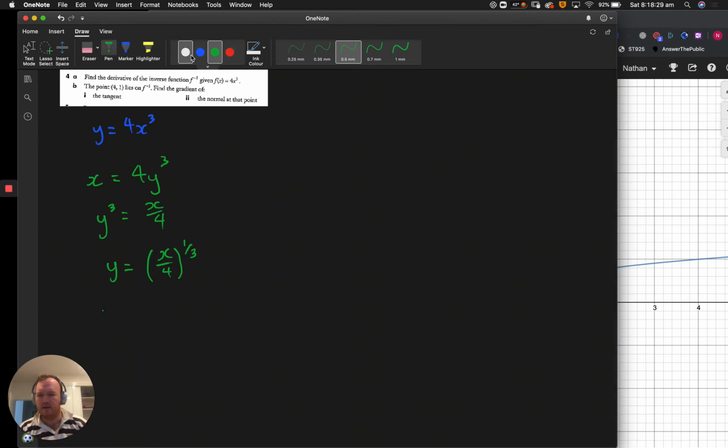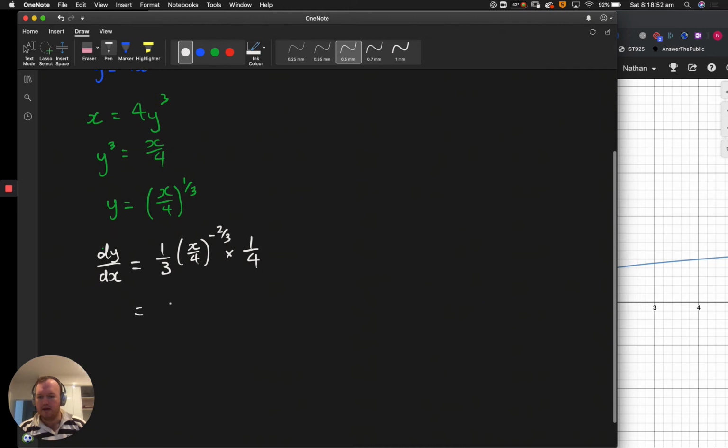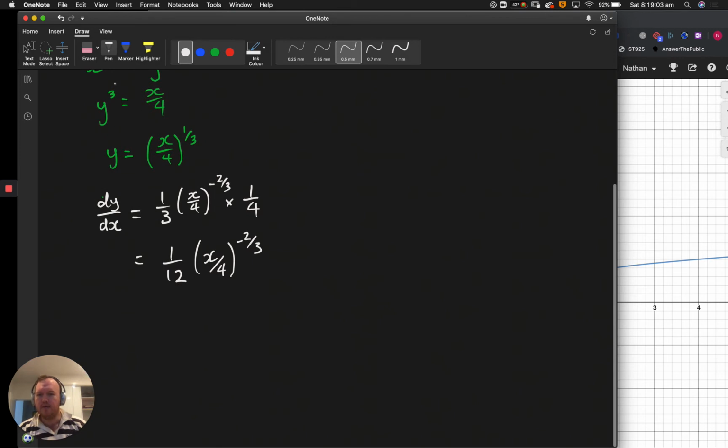Let me see if I can even keep those going in white. So now we're looking at the derivative of the inverse. That's going to be 1/3 times x on 4 to the power of -2/3. Really important, remember to always times by the derivative of the brackets. So timesing by the quarter there, that's going to be 1/12 times x on 4 to the -2/3. So perfect, that's the derivative of the inverse there in the white. I'll just switch back to blue as the normal colour.